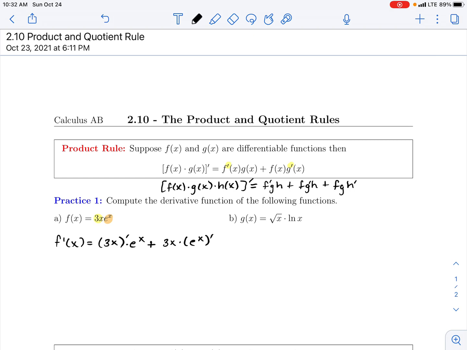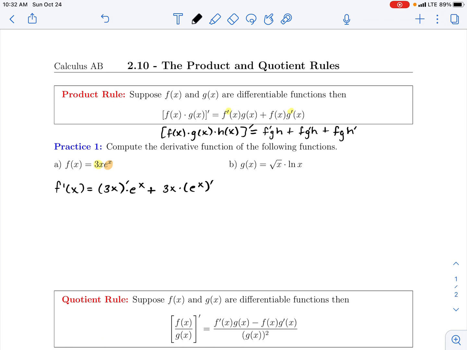Okay, I'm just emphasizing more with the dot that we're multiplying these. Okay, but you don't necessarily need to write that. So the derivative of 3x is just 3 times e to the x plus 3x times the derivative of e to the x, which is just itself, e to the x. So that would be our derivative.